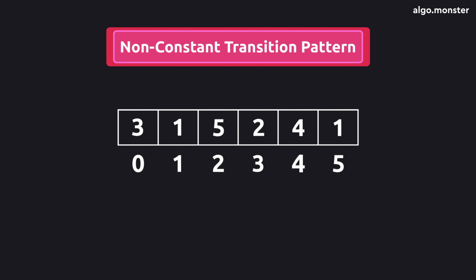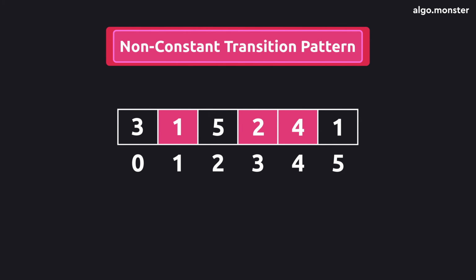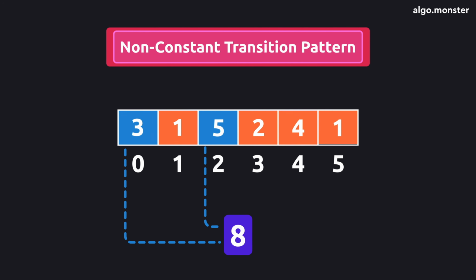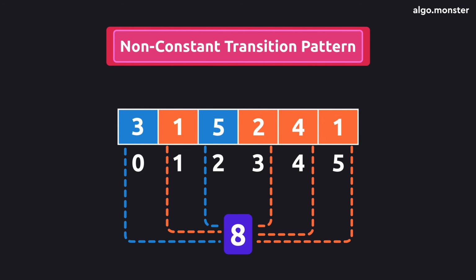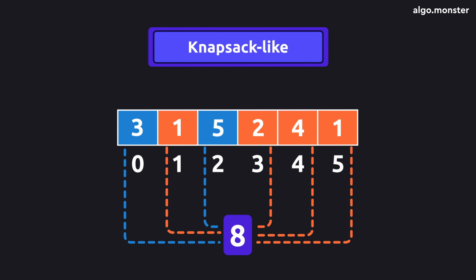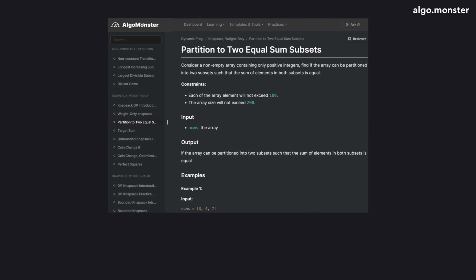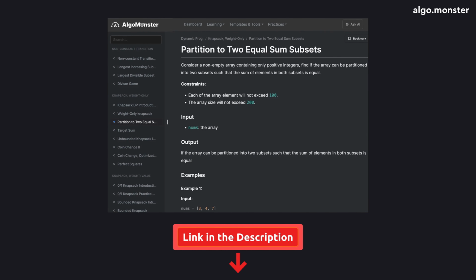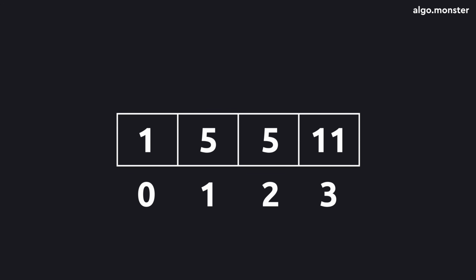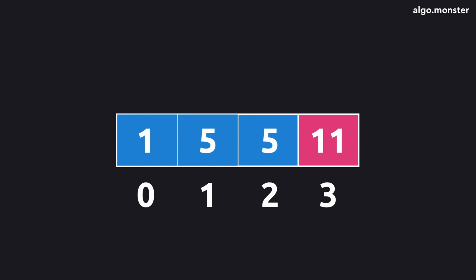Okay, we've learned how to work with subsequences in an array of numbers. But what if now we need to build a specific sum from the elements of this array? That's the next dynamic programming pattern, knapsack-like problems. Here's a popular LeetCode problem. Partition Equal Subset Sum. You're given an array of positive numbers, and you need to determine whether it can be split into two parts so that the sum of elements in both parts is the same.